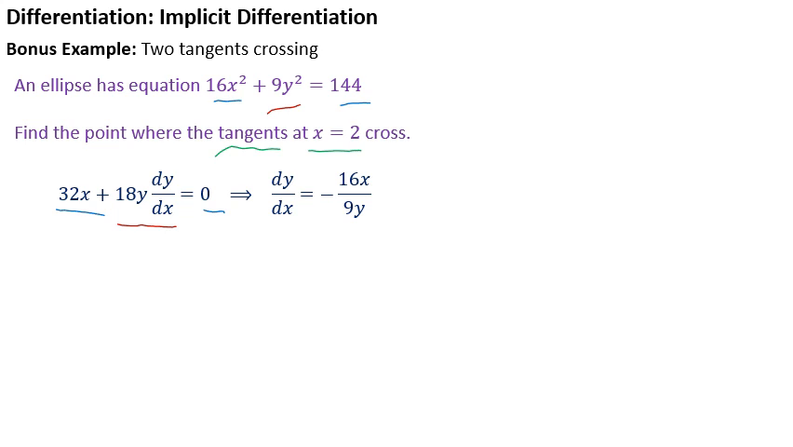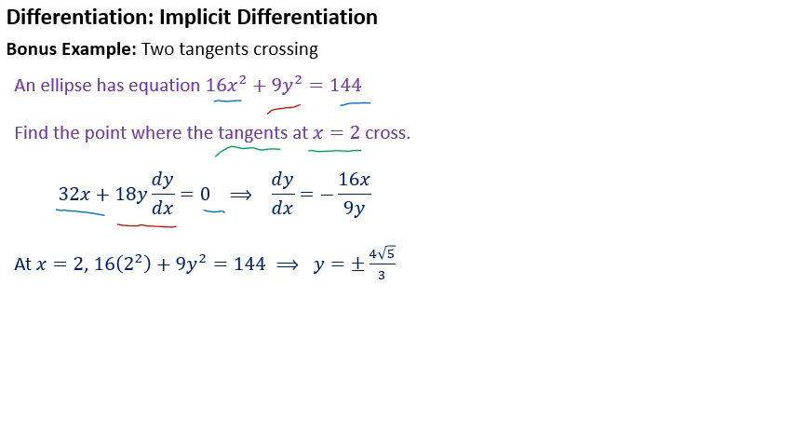But it's not enough on its own because x and y both appear in my dy by dx expression. So I'm going to need to find the corresponding value, or values in this case, of y. We can do that by going back to the original equation and seeing what happens if we substitute in x equals 2. So 16 lots of 2 squared add 9y squared equals 144. Do a bit of rearranging and we get y equals plus or minus 4 root 5 over 3, some awkward surd. But those are the two values of y for which x equals 2 on this ellipse.